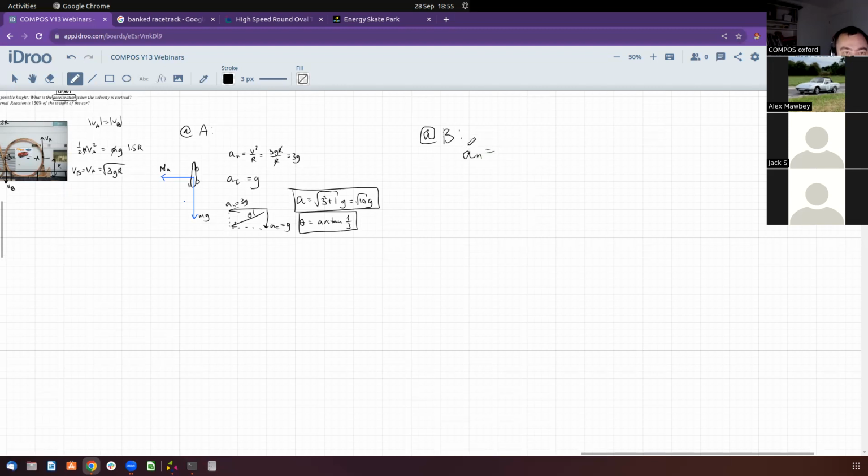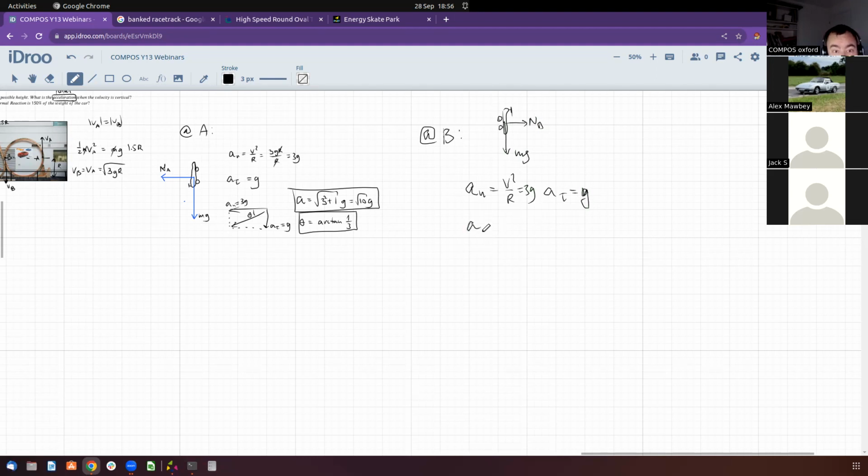it's the same picture. We have the car, and it has mg, and there's the normal reaction at B. And you can also see that we have the normal acceleration. Normal acceleration is v squared over r, and the tangential acceleration is g. Okay, and this is 3g as well.